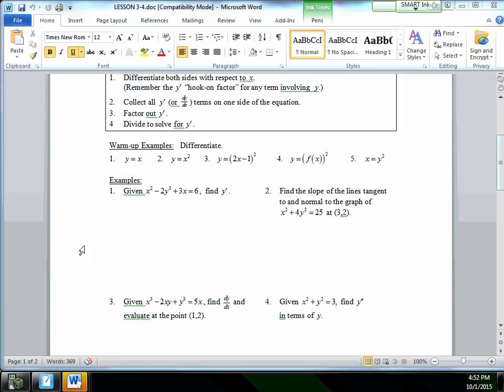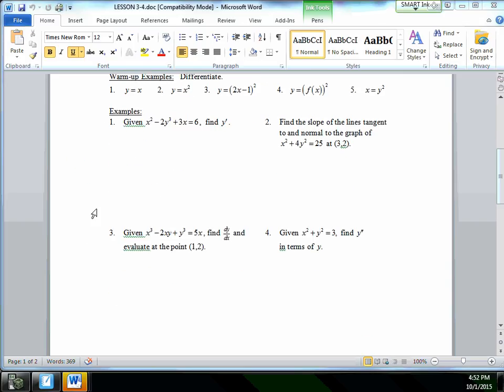Okay, now let's look at our examples where they're starting to look quite messy. We want to find y prime, which means find dy/dx, so let's start taking the derivative. What's the derivative of x squared? 2x dx. And I'm going to write the dx's right now until you get a little more comfortable with this.